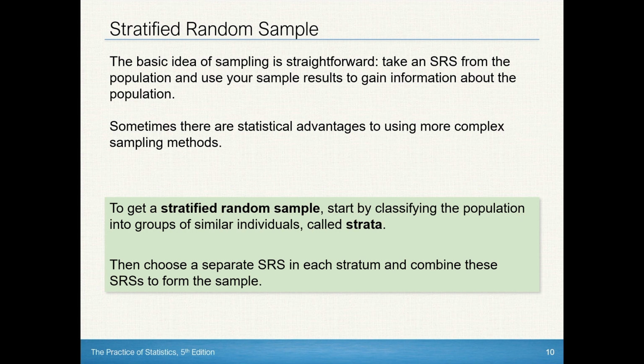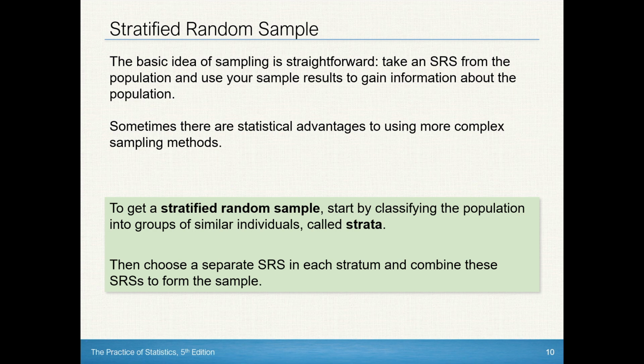So for example, maybe I divide all the students in a high school by grade. 9th graders, 10th graders, 11th graders, 12th graders. Those are the strata, and they're similar. Now I take an SRS of, say, 5 students from each grade. So I have 5 random freshmen, 5 random sophomores, 5 random juniors, 5 random seniors. I combine them together to get a random sample of 20 high school students.